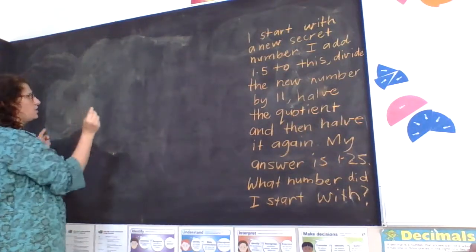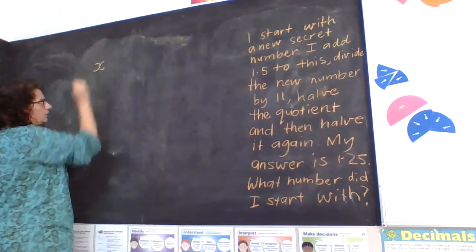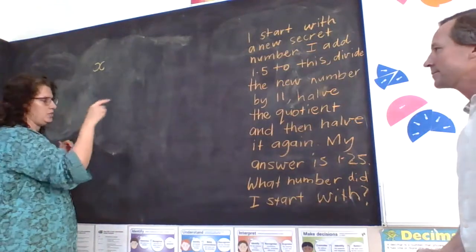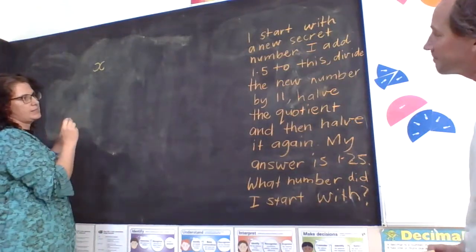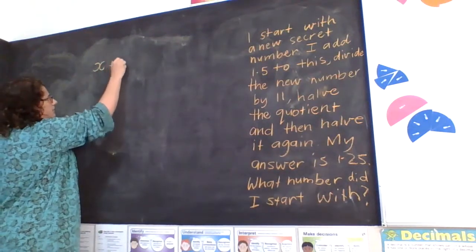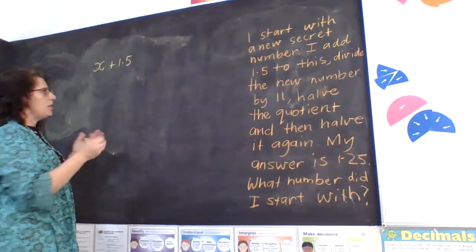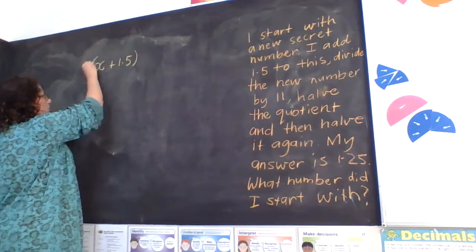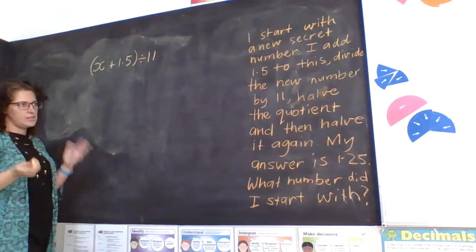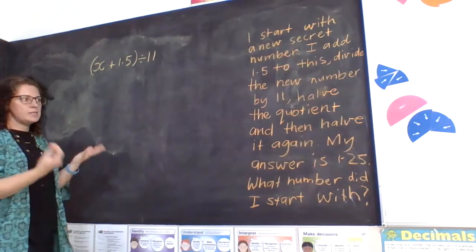So I start with my new secret number. We'll call that x. I'm going to write it like that so I don't get it mixed up with multiplication. So I started with x, and then I added 1.5 to this. Then I divided the new number by 11. So whatever this was, I divided it by 11. So far, it's okay. I can get there. But then we kept going.